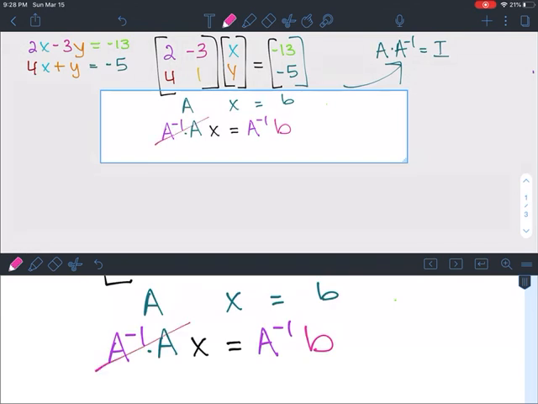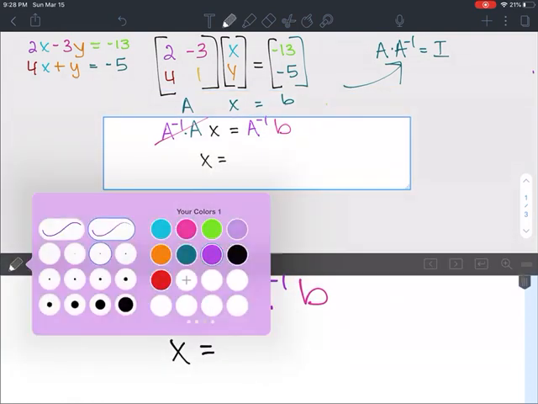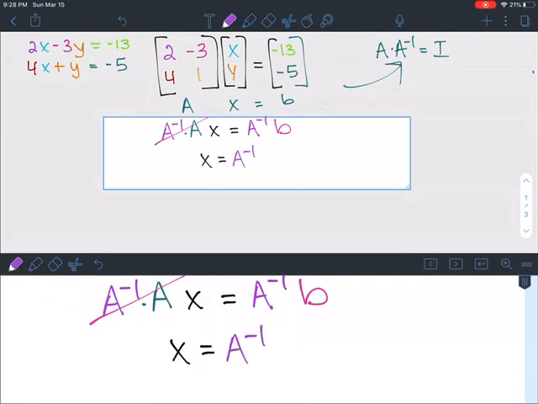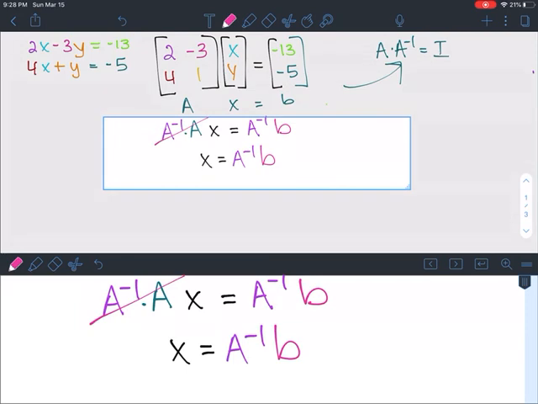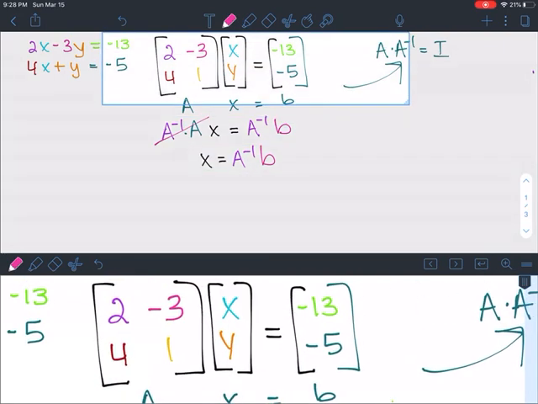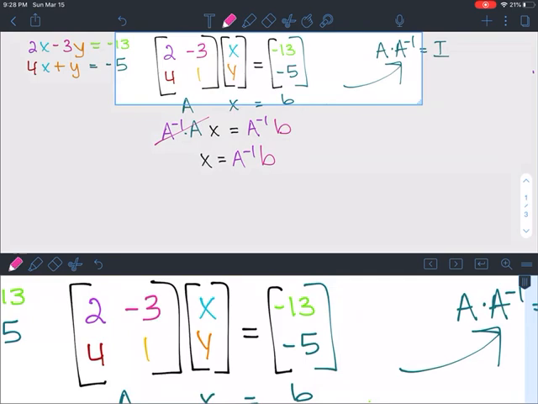So when we do this, these guys basically just cancel each other out. I'm left on the left side with X, and that's going to equal the inverse of my A matrix times that B matrix. So what we need to do now is figure out the inverse of this matrix. I need to figure out what my inverse is there.